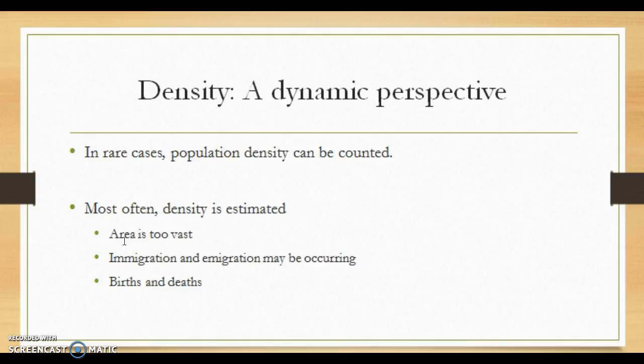You also have some organisms, like cheetahs. They immigrate or emigrate. They move around. It's really tough to count organisms when they're moving around on you. And lastly, what's the birth rate and what's the death rate? Those change. So they are dynamic. Makes it difficult to actually go through and count. Because of these factors, most often, the density of a population is estimated.